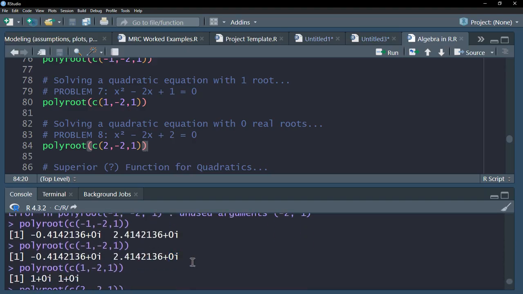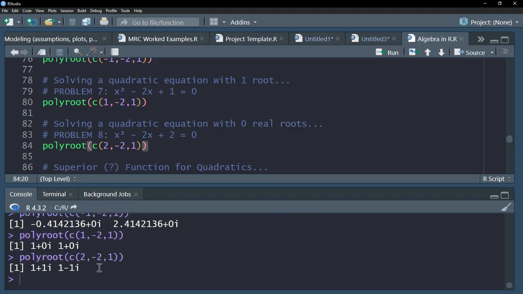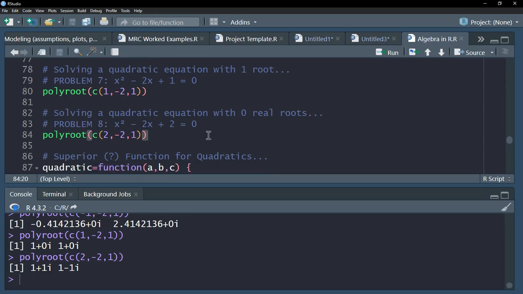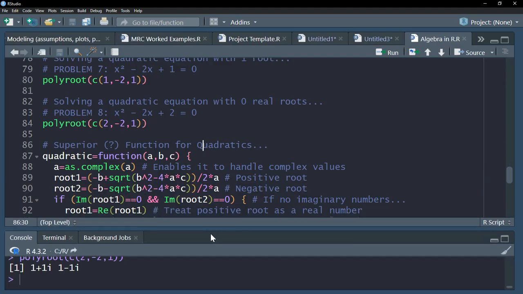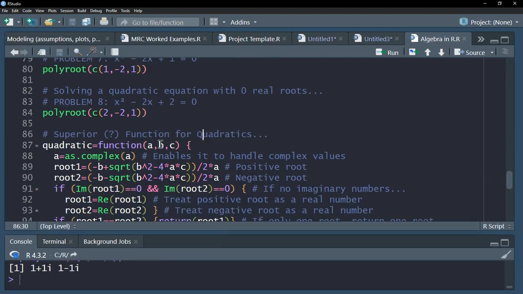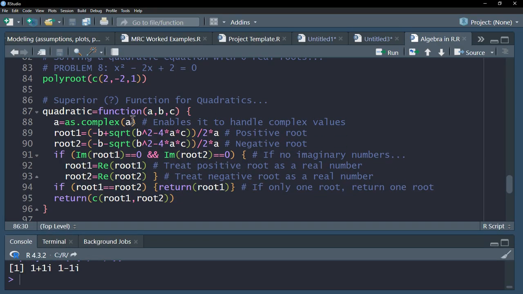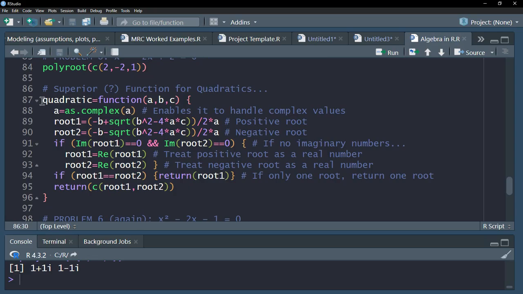So we can actually write a function that solves a quadratic equation without including those parts. And if you wanted to, here's one way you could do it. I'm sure there's a more efficient way to do this, but here's the code that I used. I created a function called quadratic. Quadratic is a function. It takes arguments a, b, and c.